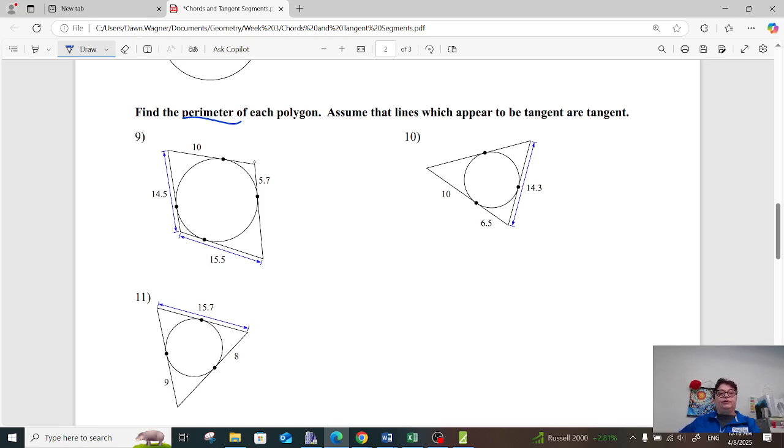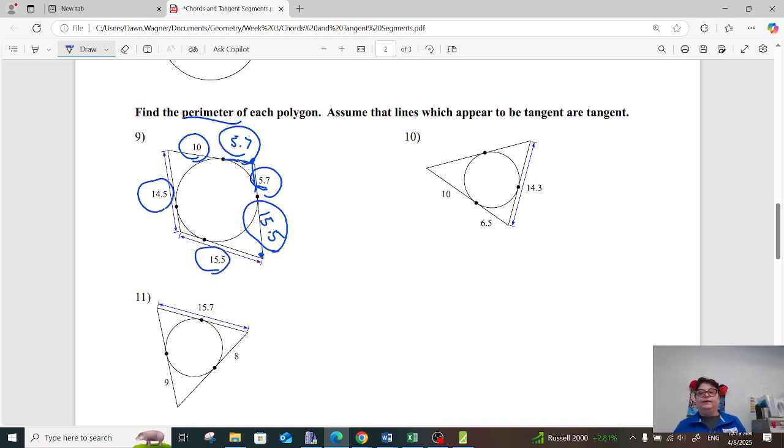However, I did tell you in a theorem that from here to here, if all of these lines are tangent, has to be the same as from here to here. So if this is 5.7, what am I going to write right here? 5.7. And then what about this side? 15.5, right? Now I just add all of these numbers together to find the perimeter. So just add all of those with your calculator and you'll be able to find your perimeter.